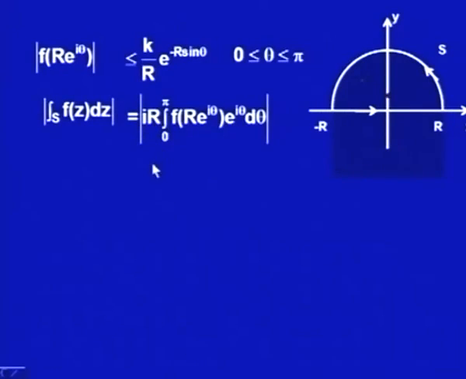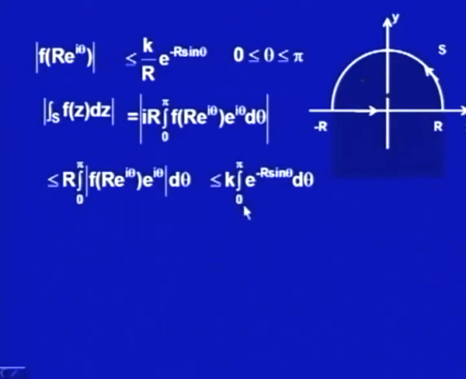The absolute value of i r is r only, and this is less than the integral from 0 to pi of the absolute value of f(r e^{i theta}) into e^{i theta} d theta. Now, the absolute value of e^{i theta} is 1, so we take that as 1, and the bound for f(r e^{i theta}) we take as k upon r e to the power minus r sin theta. Since this is less than or equal to, the integral is also less than or equal to r times the integral from 0 to pi of k upon r e to the power minus r sin theta d theta, and this k upon r is a constant, so we would take it out.